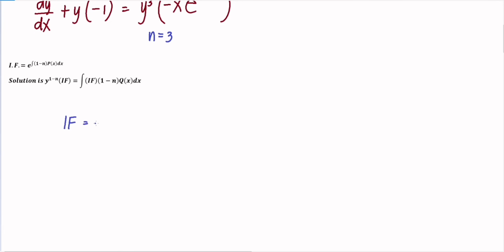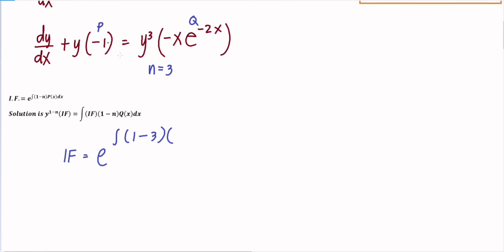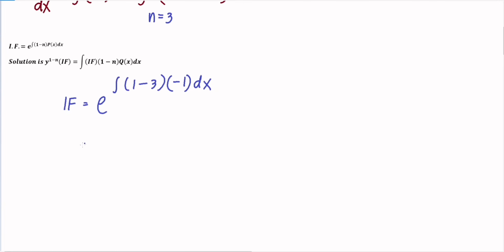So, we will have integrating factor is equal to, katulad nung kanina, kasi case 1 pa rin to eh. So, e raised to the integral of 1 minus n, so 1 minus 3, multiplied by p of x dx. So, asan ang p? Ayun, negative 1. So, negative 1 dx. Okay? So, we will have integrating factor is equal to e raised to the integral of 1 minus 3 is negative 2, multiplied by negative 1 dx. Okay? So, integrating factor is equal to e raised to the integral of negative 2 times negative 1 is positive 2 dx.